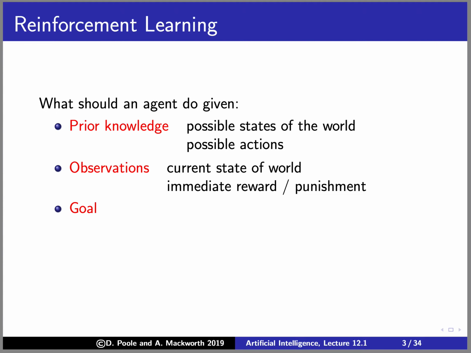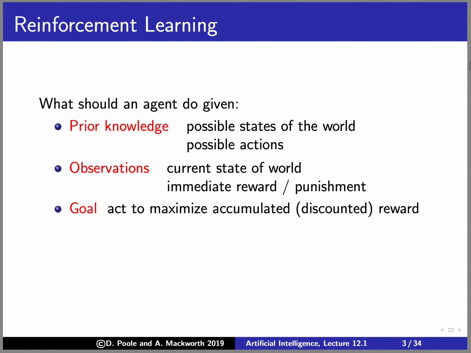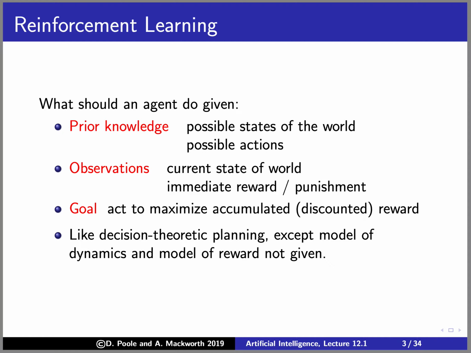What we're going to observe is the current state of the world. The agent's going to observe at any time the current state of the world and any immediate reward or punishment it has received. The goal is to maximize the accumulated discounted reward. So that's like our model of decision theoretic planning, except in decision theoretic planning we had to provide the dynamics, the probability of the state given the previous state and the action, and the model of the reward, how the reward depends on the state and the action. Instead of having these as part of the model, we're going to learn them.